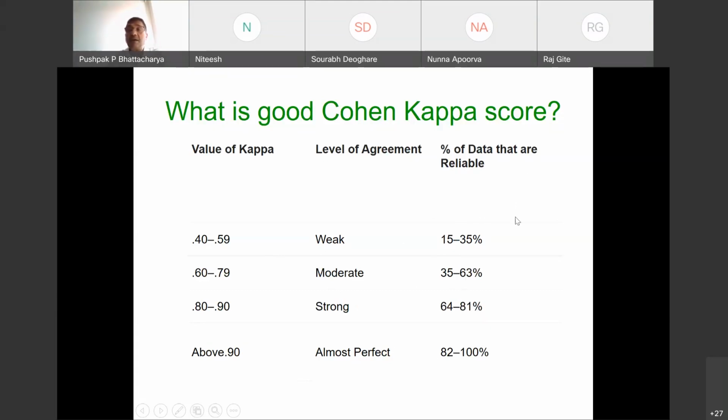There are some comments on the chat box. I'll take it up after some time.